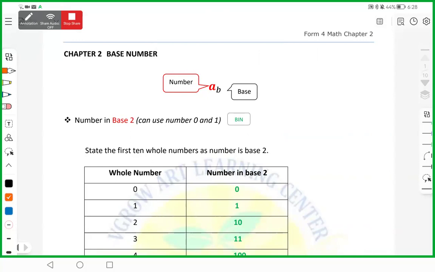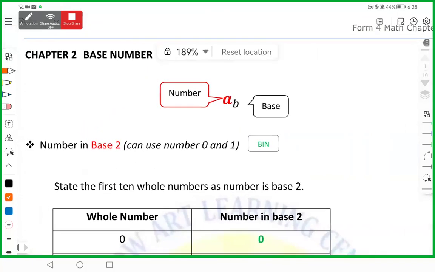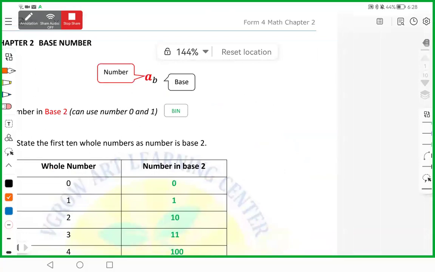If you look at base number, it's different from indices. Indices is a number, a base with a power, a base number with the power on top. So we call it indices. But here, base number is the reverse: the number with the base, a small number at the bottom right. So this is known as base number.